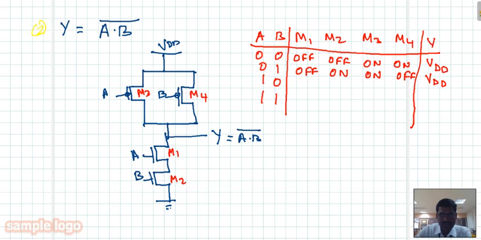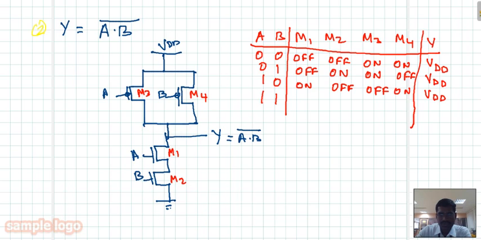If A is 1, B is 0, it is quite opposite to the previous condition. So M1 is going to be on, M2 is going to be off, M3 is going to be off, and M4 is going to be on. Now your output is going to VDD through M4. So you're getting output VDD.